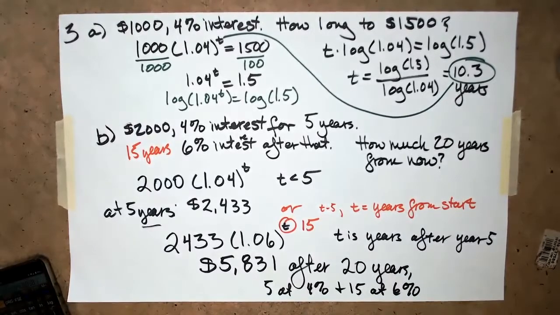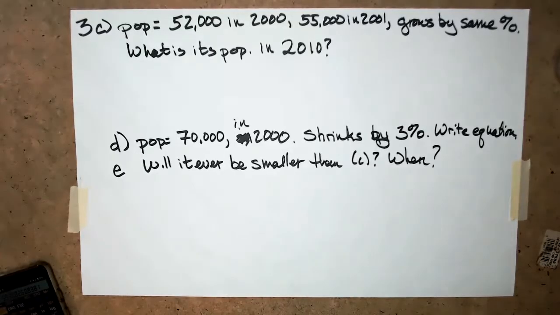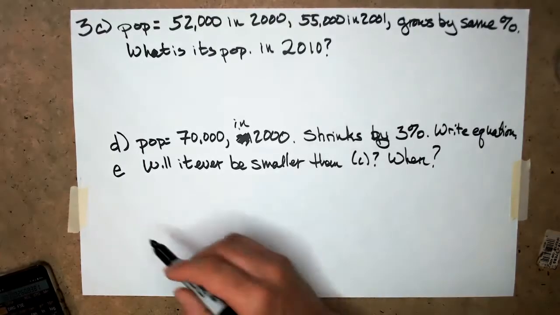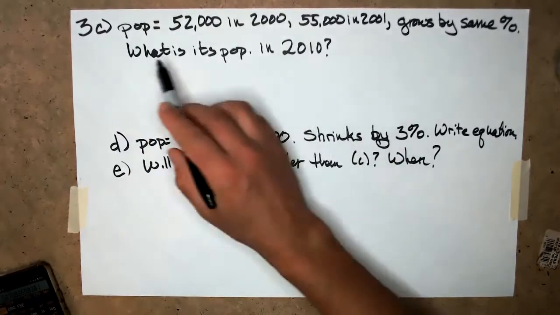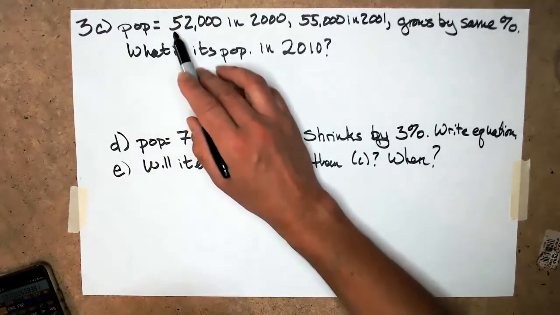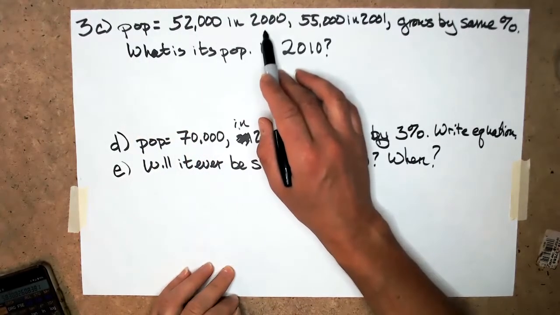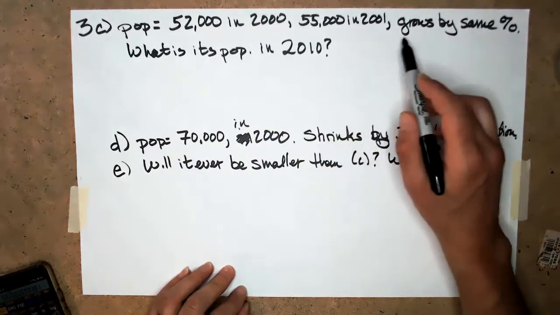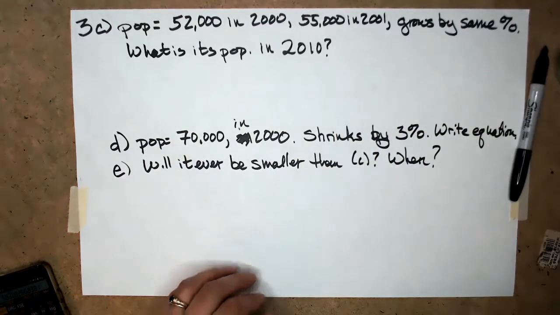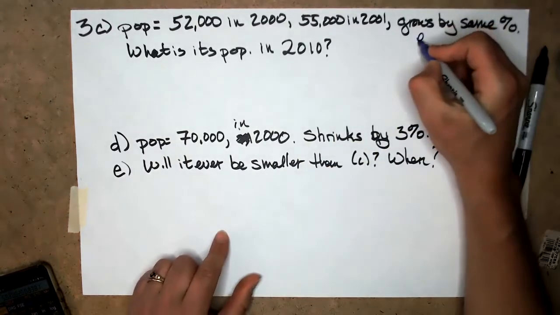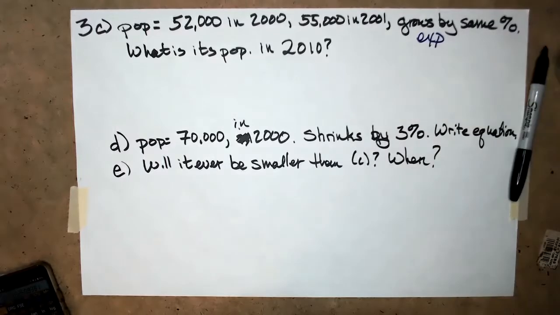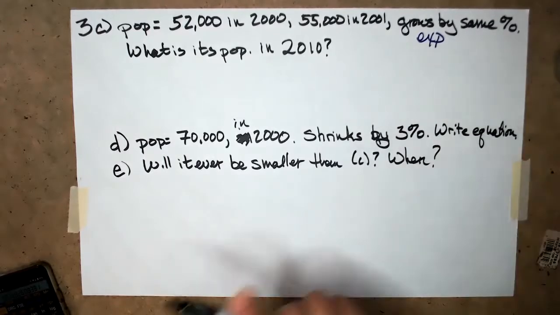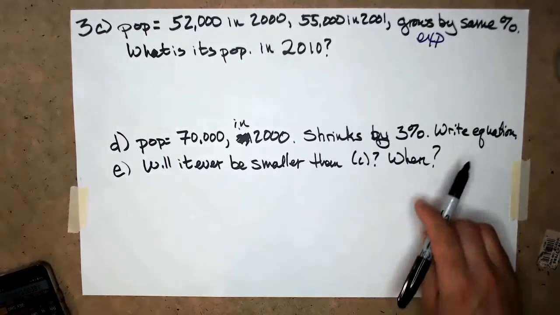Okay, next I'm going to go grab another sheet of paper to look at the next two parts of this problem. So for problem 3C and D and E, we're looking at cities and populations. In 3C, we have a city whose population was 52,000 in the year 2000 and 55,000 in the year 2001, and grows by the same percentage or grows exponentially. We're asked to find its population in 2010, but before I even think about that, I want to think about, what do I know?